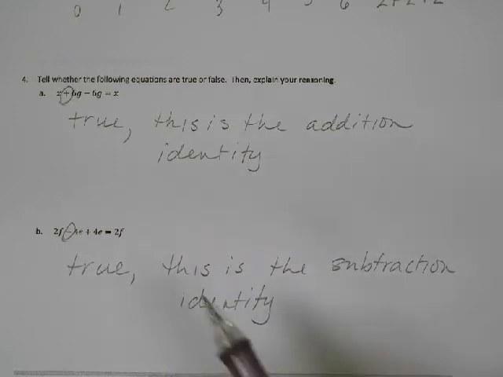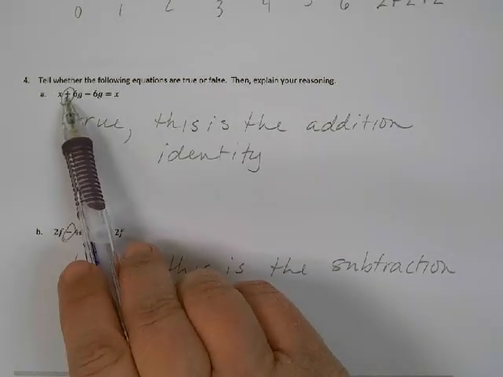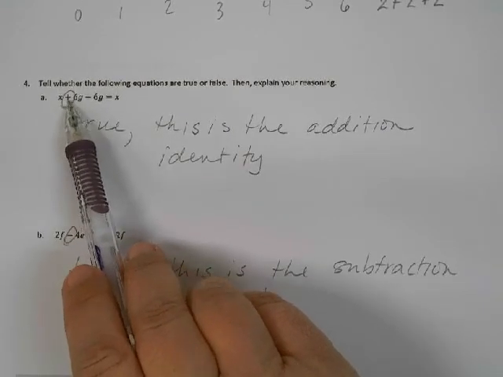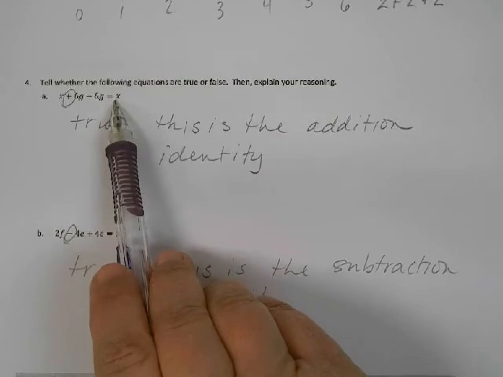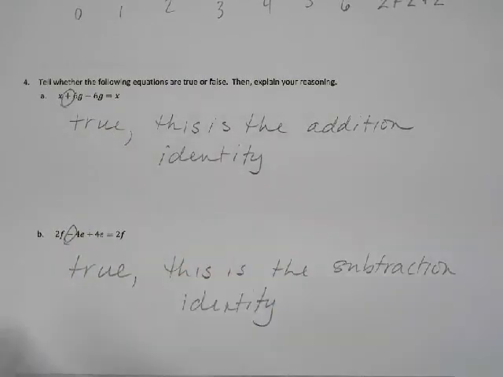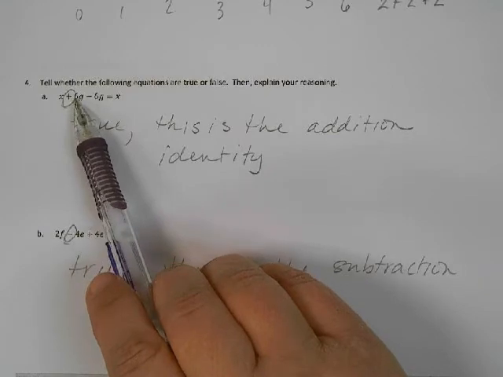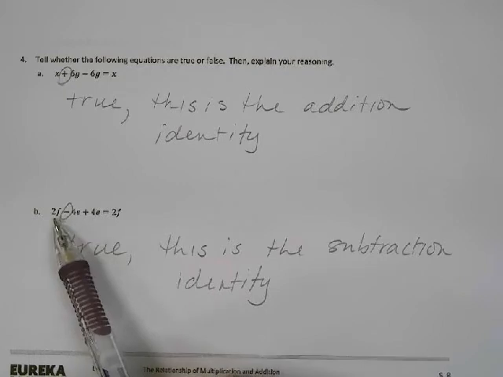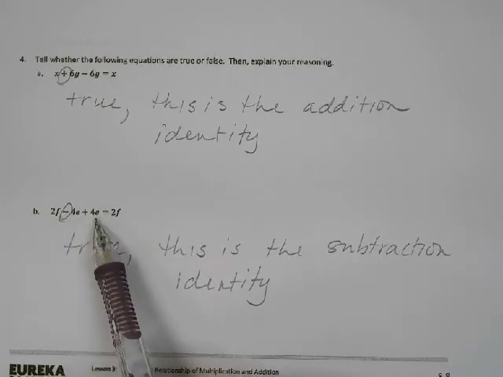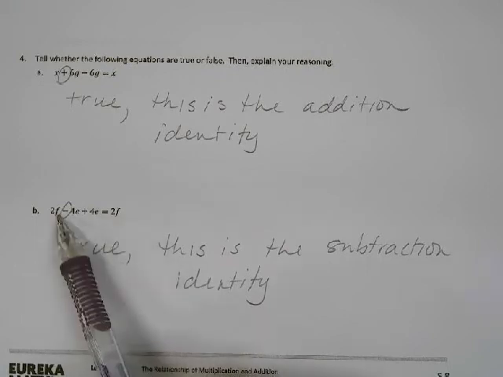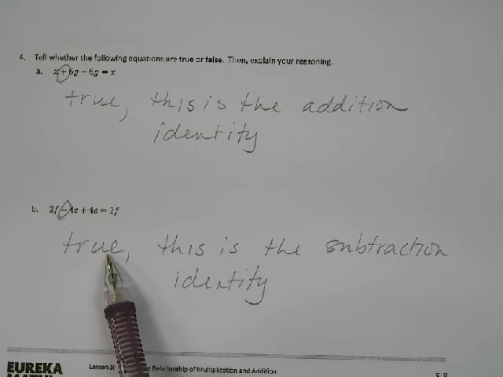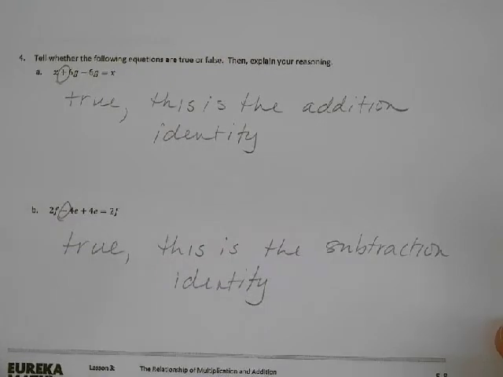Okay, so for number 4, you should have noted that it was x plus 6g minus 6g. So original number, opposite operations, back to the original number, which is true. And this is the addition identity because addition was my first operation. For B, 2f minus 4e plus 4e equals 2f, original number, opposite operations, original number. So again, this is true. And this is the subtraction identity because it started with the subtraction operation.